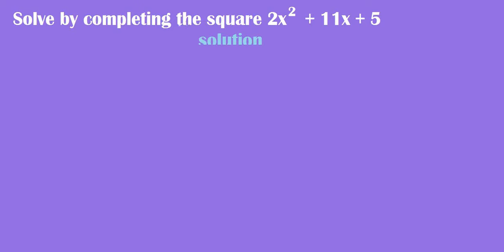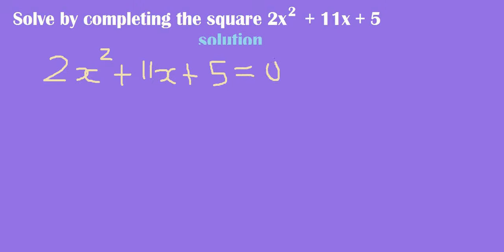Solve by completing the square: 2x squared plus 11x plus 5. So 2x squared plus 11x plus 5. It is a quadratic equation, so we should express it as equal to 0.